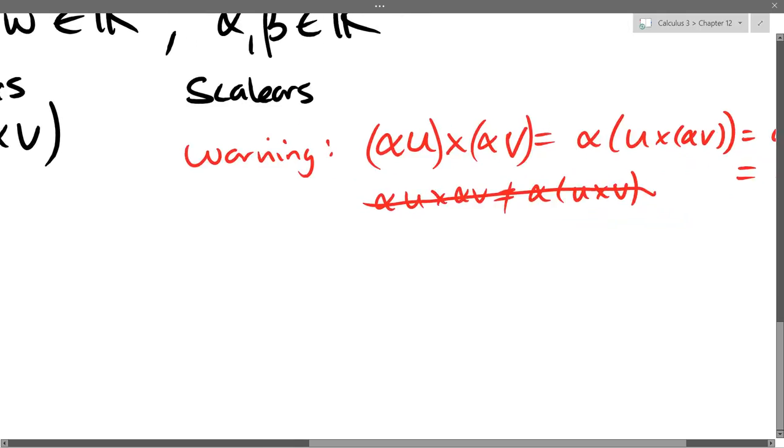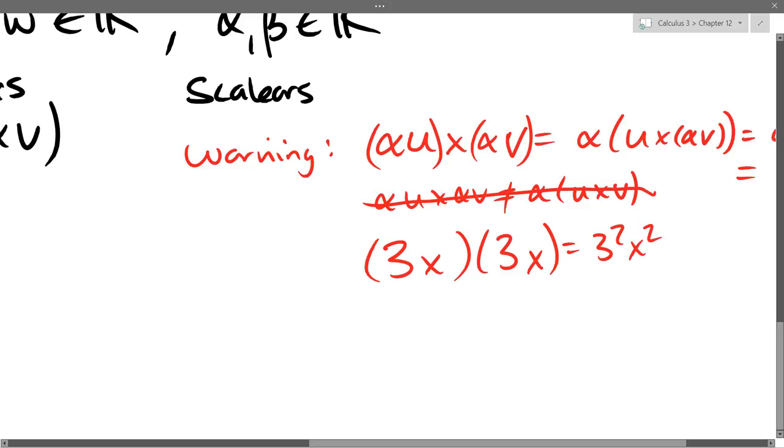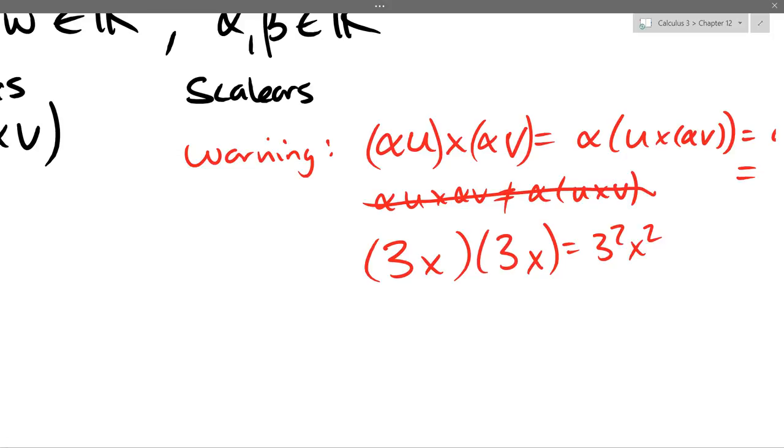Oh, here's a way to make you less confused. So x is just regular x, a scalar. What's 3x times 3x? Is that 3x squared? No, 9x squared. So you write it as 3 squared x squared. So there you go. Regular product with a scalar in it. Much happier? Excellent. Mission accomplished.